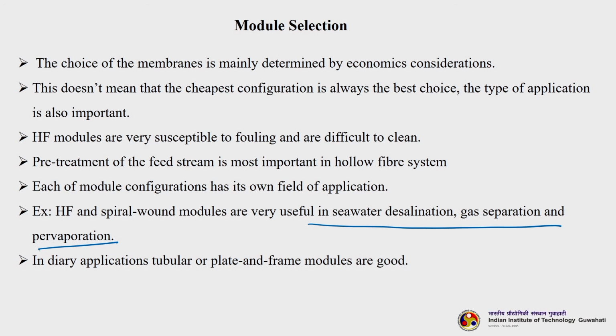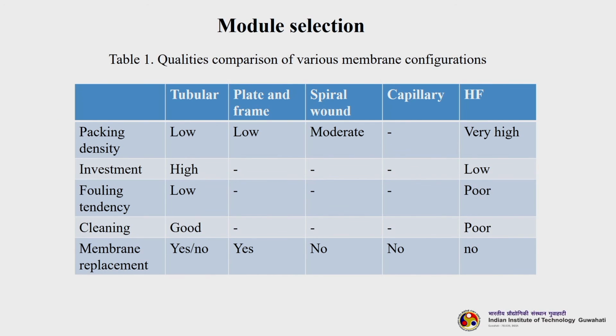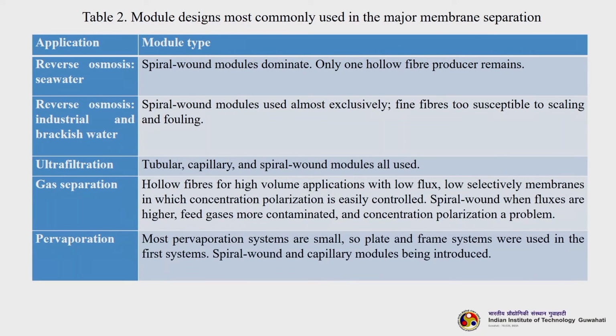In dairy applications, we can go for tubular or plate and frame modules. They are also very good in food and beverage industry applications. If you compare the qualities of various membrane configurations, you can understand the different parameters on which the comparison is based. We have compared tubular system, plate and frame system, spiral wound, capillary and hollow fiber. These are the criteria. First one is packing density, then the investment, which means the initial capital investment, then fouling tendency, cleaning, and membrane replacement. Based on this comparison table, you can understand which module to choose for a particular targeted separation or application.